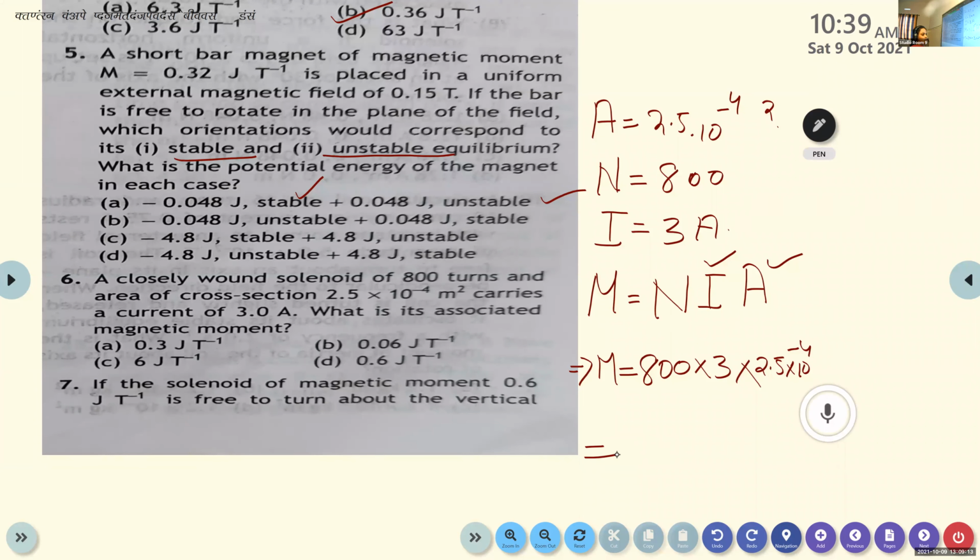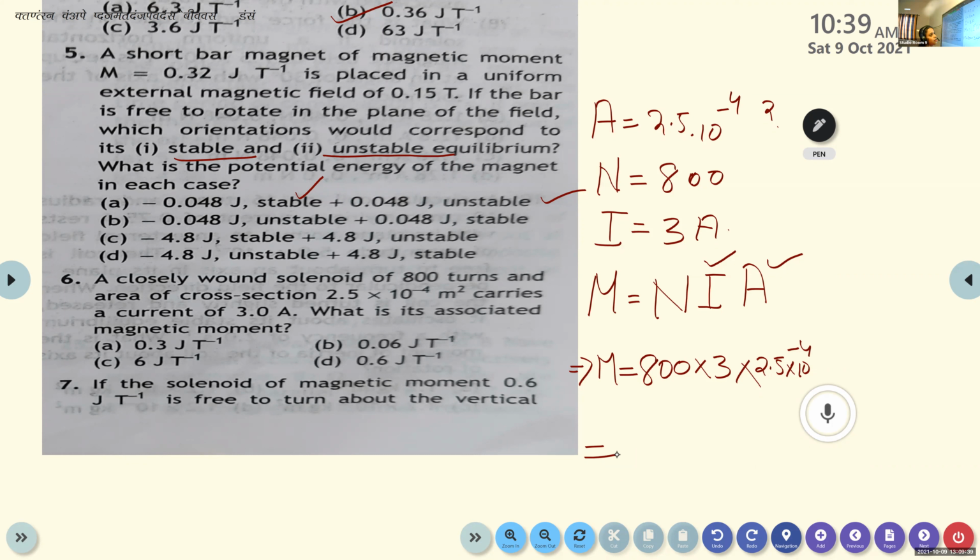Okay, Diya, what about the final answer? I got 0.6. Okay, then any other options? Vidur, what about your answer? Ma'am, option C, 6 joules per Tesla.